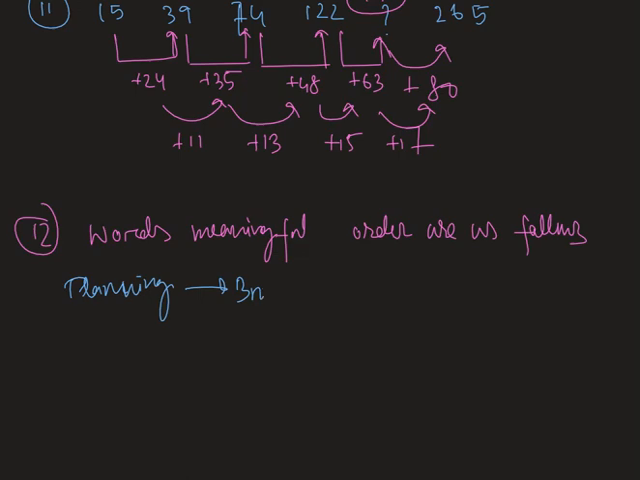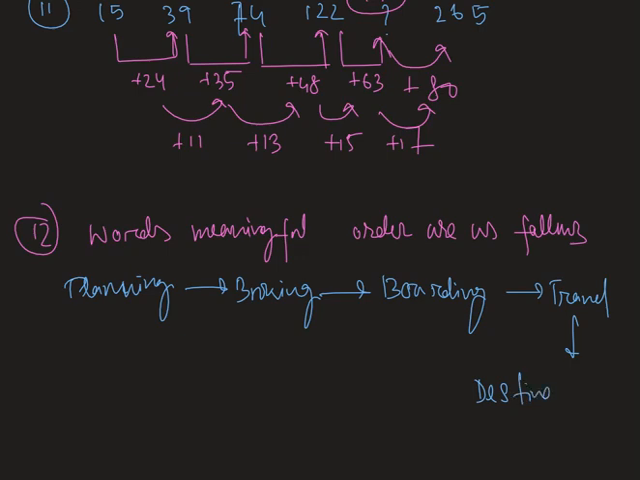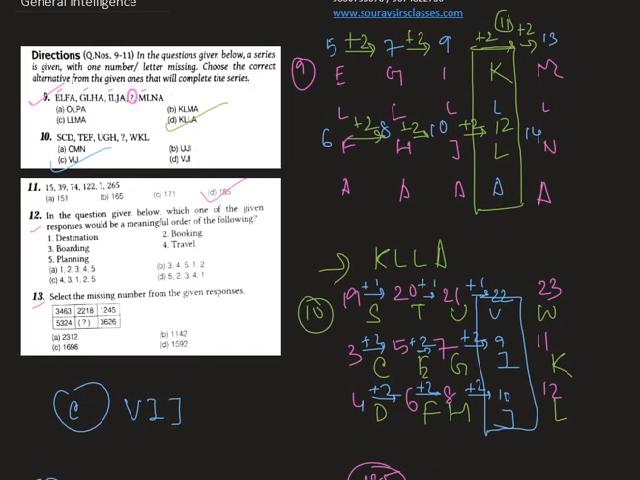Then we book tickets, therefore booking. Then we board, therefore boarding. Then we travel, and lastly we go to the destination. Finally we go to the destination, therefore the right arrangement is 5, 2, 3, 4, 1. Therefore the correct answer is 5, 2, 3, 4, 1.